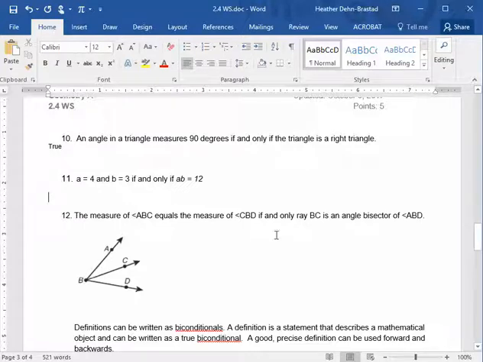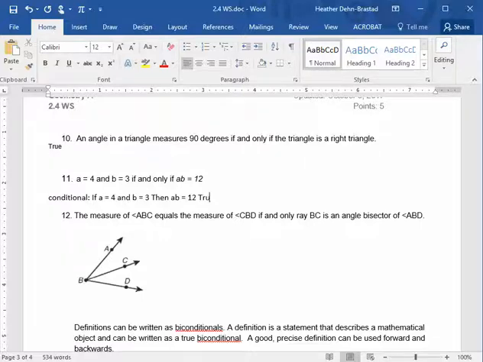And I don't usually do this many problems from your worksheet, but let's look at 11 because I've had a lot of students in the past get this wrong. Okay, the conditional statement, I'm going to write both of these out. The conditional statement would be if A equals 4 and B equals 3, then AB equals 12. Is this true or false? If A equals 4 and B equals 3, then A times B equals 12.